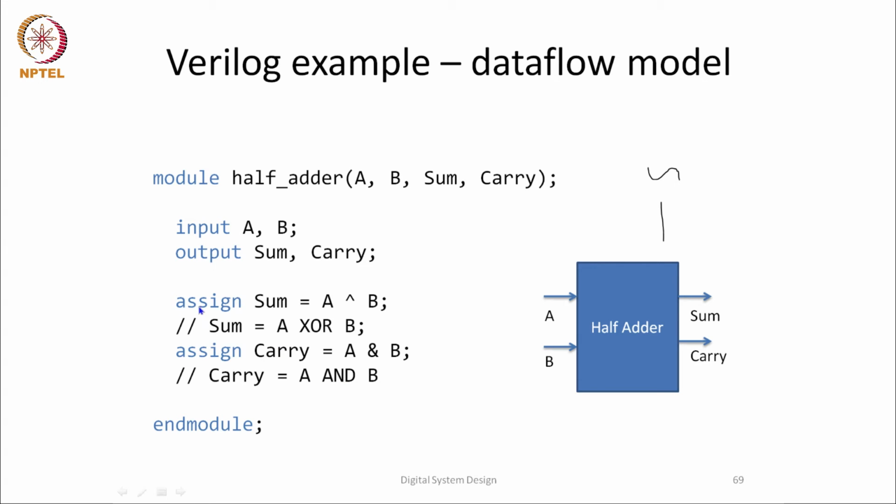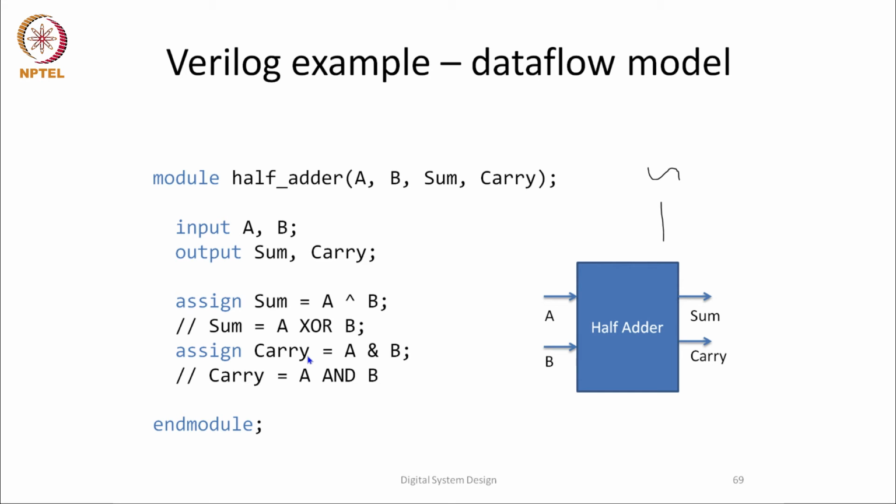Further, in this assign statement, for example, there are 2 assignment statements here, and both of them happen concurrently. Because it's a hardware model, let's say there is a change in A and B, both of the changes in A and B would be reflected in sum as well as carry at the same time.